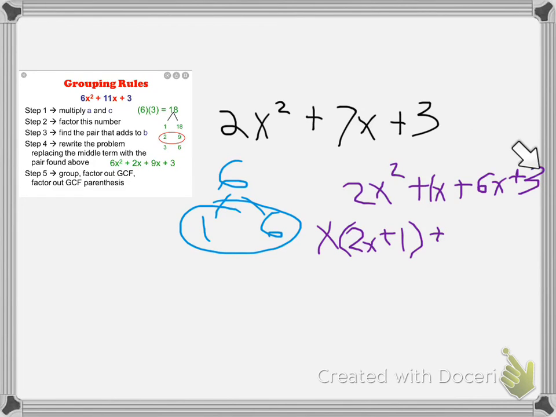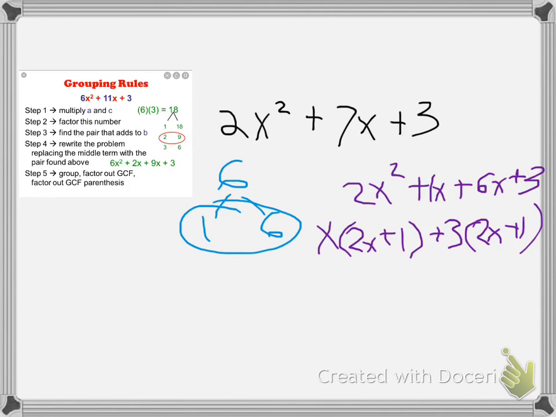Then I look at my last two terms, and I ask myself, what goes into a 6x and a 3? Well, a 3 goes into both those, right? A 3 goes into 6 twice, a 3 goes into 3 once. So I pull out my 3. And I divide a 6x by 3, 6x divided by 3, that's 2x, plus 3 divided by 3, that's 1.